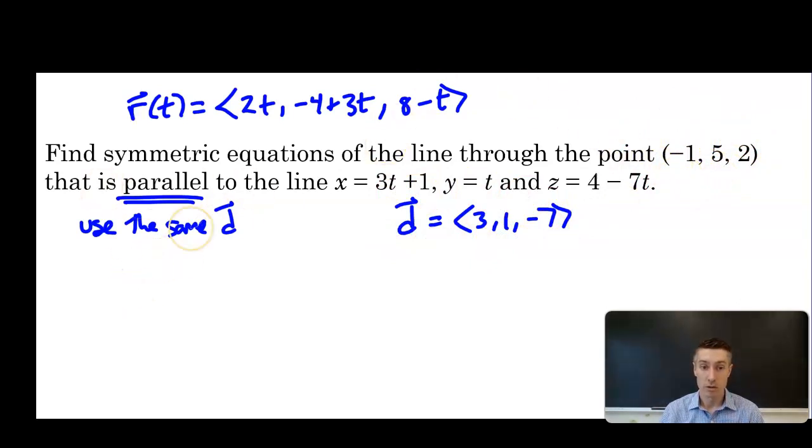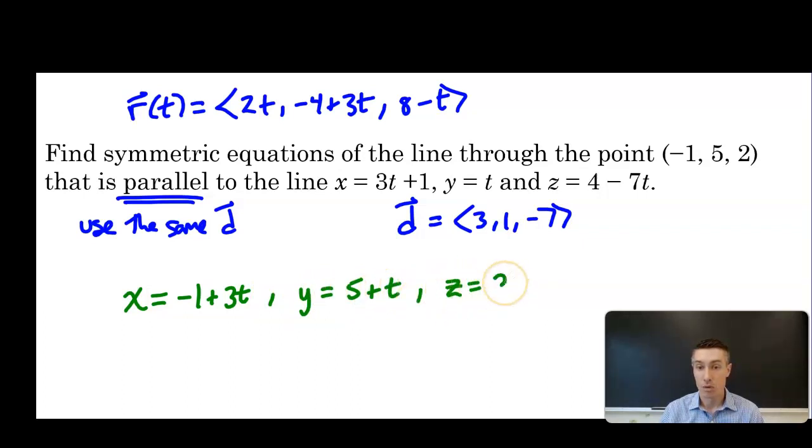So symmetric equations, so let's write them parametrically. I'm going to do that without writing the vector equation this time. So x equals -1, the point, plus t times the direction vector. So x equals -1 plus 3t. y equals 5 plus t. z equals 2 minus 7t.